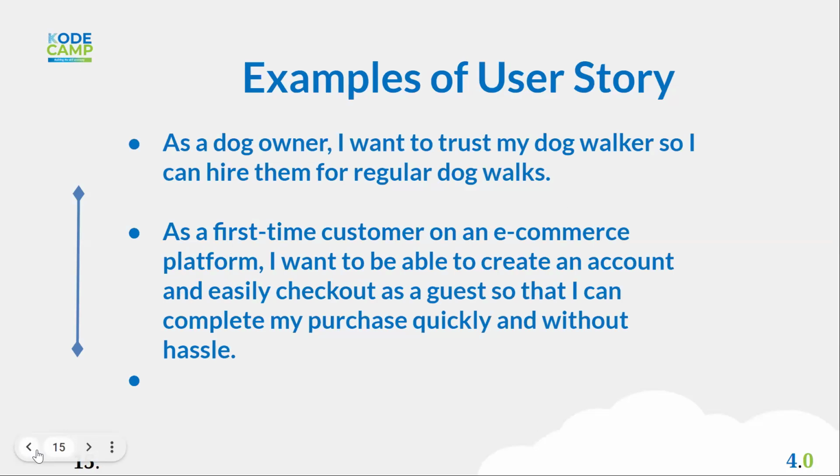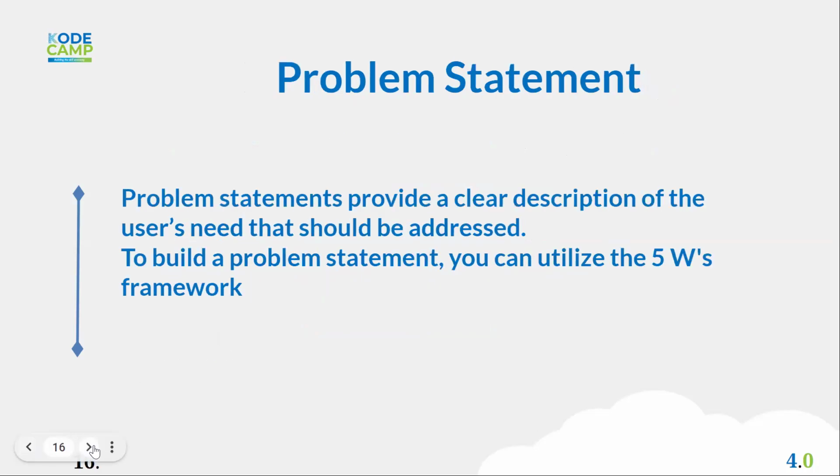All right. So now that we are done with our empathy map, user persona, and user stories, it is time for us to come up with our problem statements. I said earlier that problem statements provide a clear description of the user's need that should be addressed. To write a problem statement, we're going to utilize the 5 W's framework. There are other ways to draft your problem statements.